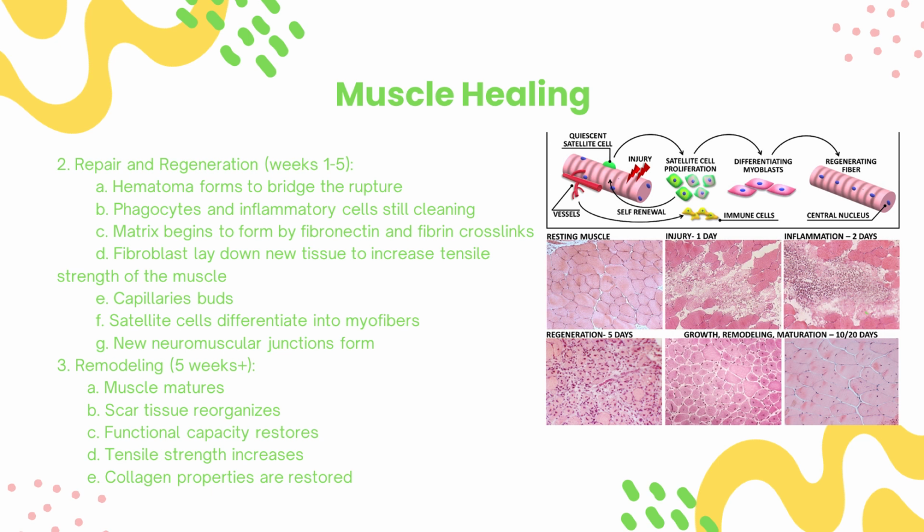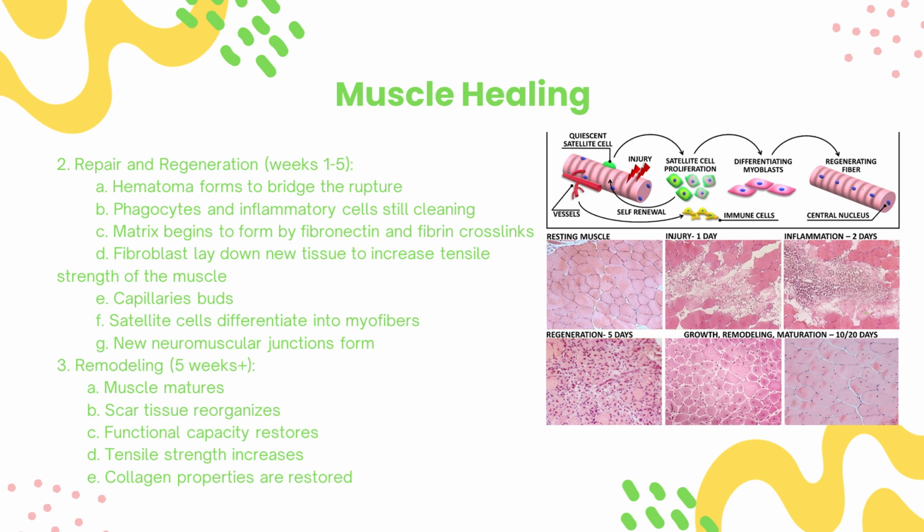Then we go to phase 2, which is anywhere from 1 week to 5 weeks after the injury. Phase 2 is the repair and the regeneration process of our muscles. So what happens is the hematoma, that bruising forms, and this is going to help to bridge the gap between those muscle fibers that have started to retract. So it's going to bridge that rupture.